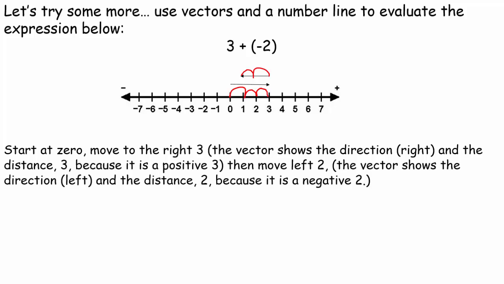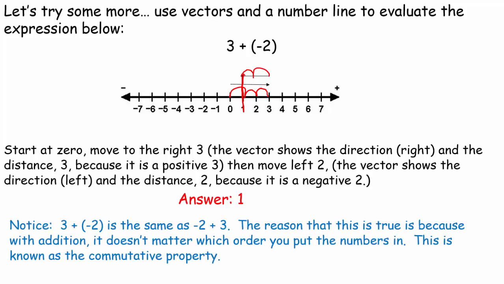And here it is all worked out for you. You're going to start at 0, move to the right 3. The vector shows the direction, which is the right, and the distance 3 because it's a positive. And that's what we just discussed. Then you're going to move left 2. The vector shows the direction left and the distance 2 because it is a negative 2. So what will our final answer be? Where does that arrow end up? Our answer is 1 because it ends up right here, lined up with the 1.